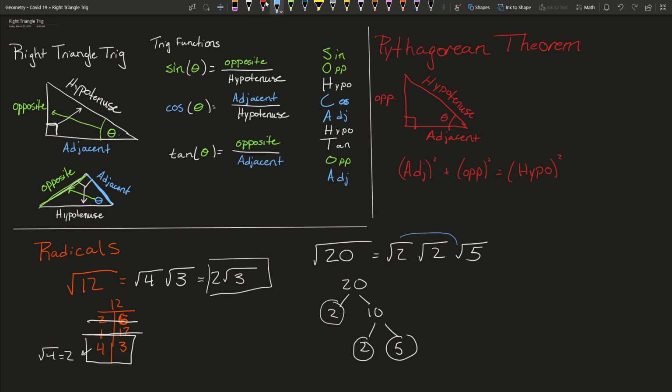So these square root of 2's, they repeat, so they come together and just form 2. And then we get 2 root of 5.